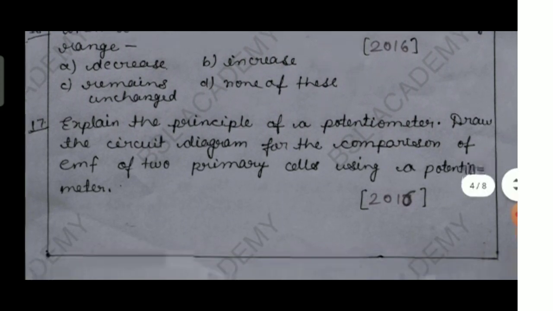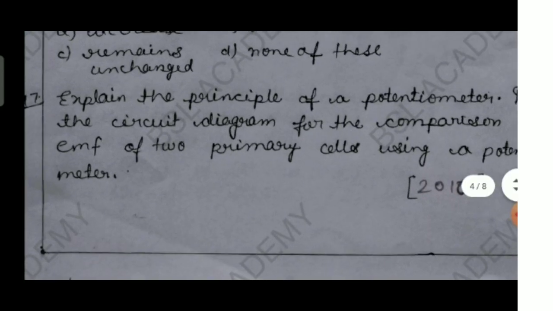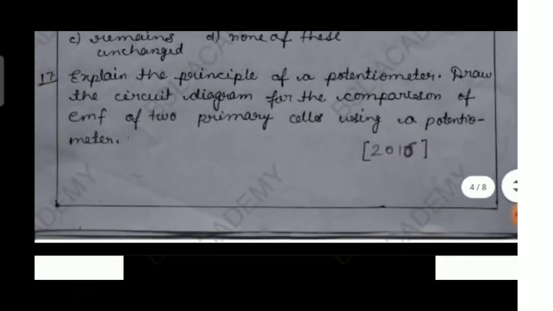This is from 2016. Now 17. Explain the principle of a potentiometer. Draw the circuit diagram for the comparison of EMF of two primary cells using a potentiometer. This is from 2016, and this one is a very important question. This is VVI. So please practice it more and more so that you will get the full marks for this question.